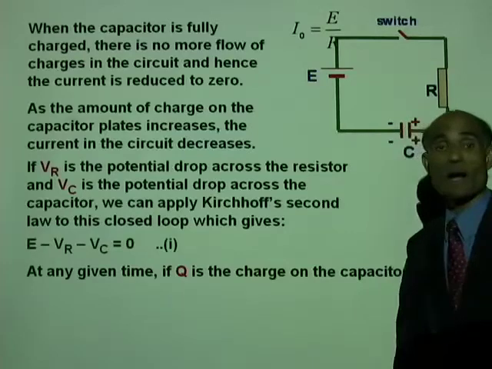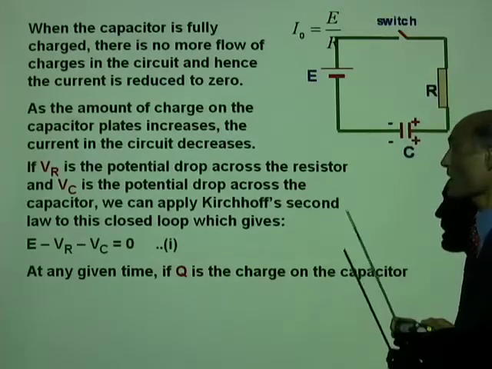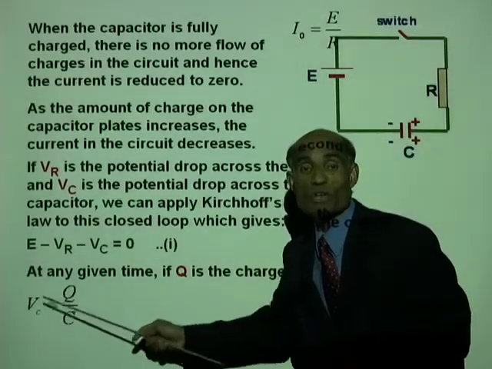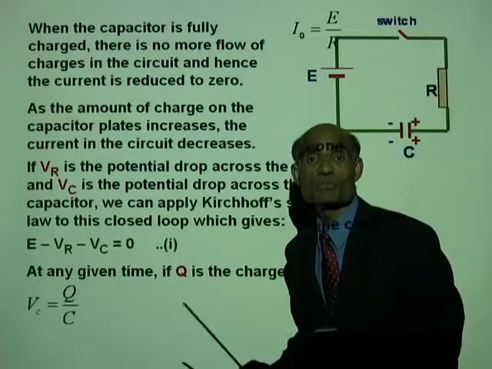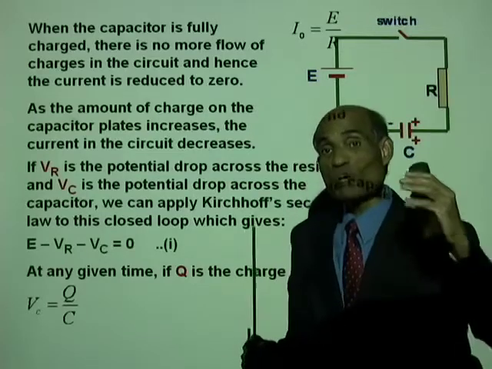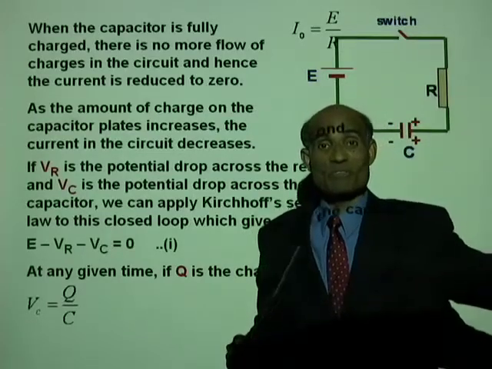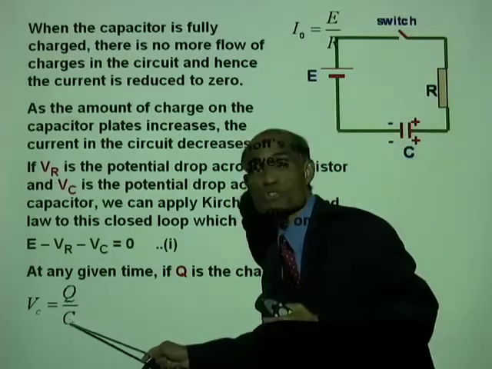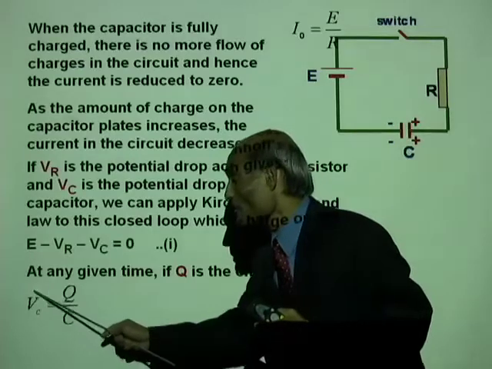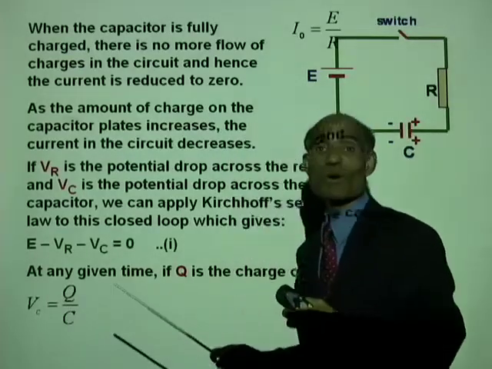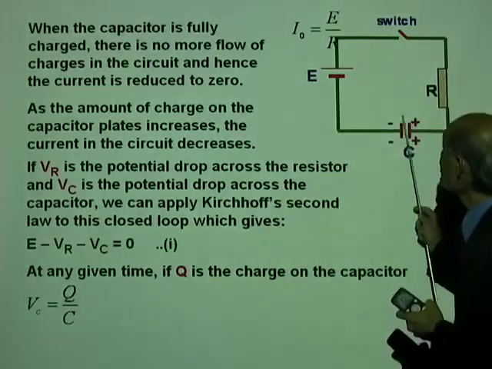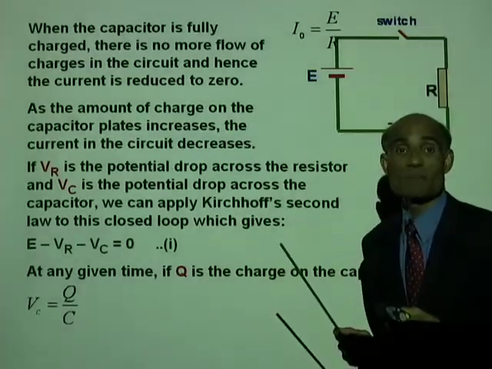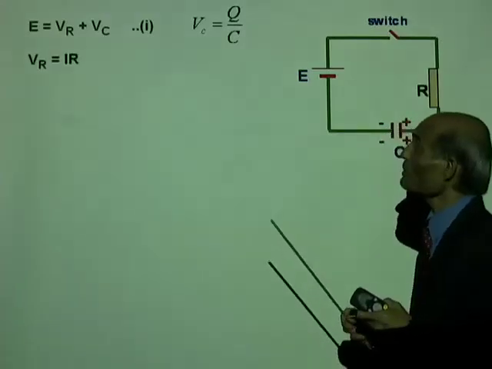At any given time, if Q is the charge on the capacitor, then the potential drop across the capacitor will be Q over C. This is an equation you're familiar with from the definition of capacitance. The capacitance is Q over V, therefore V equals Q over C. So the potential drop across the capacitor is Q over C. How about the potential drop across the resistor?